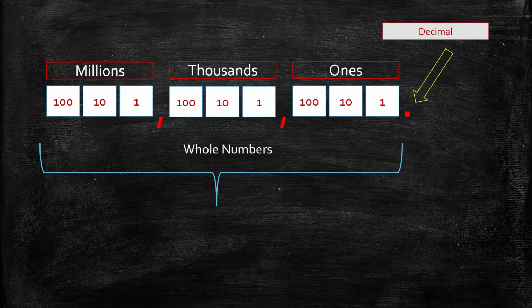Now, what about all the numbers to the right of the decimal? Well, those numbers to the right of the decimal are pieces of a whole number. It's also considered fractions.